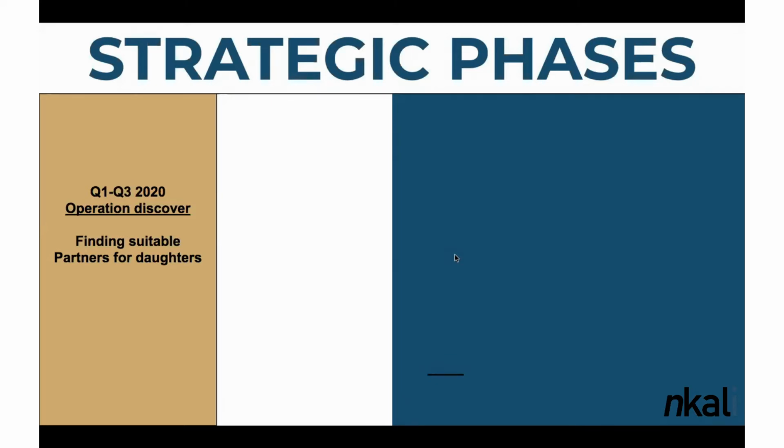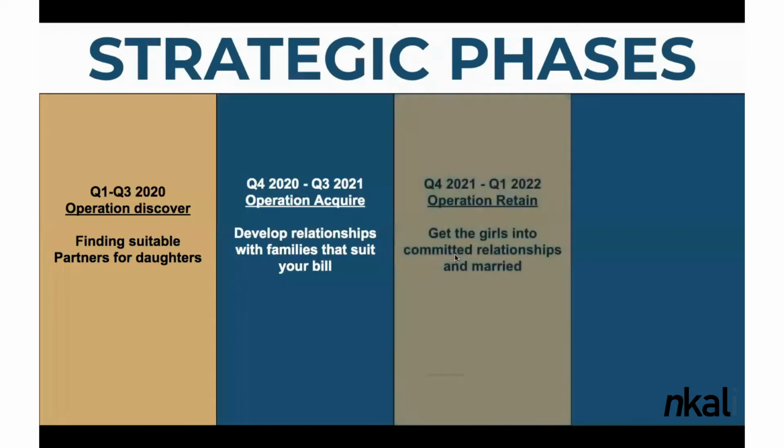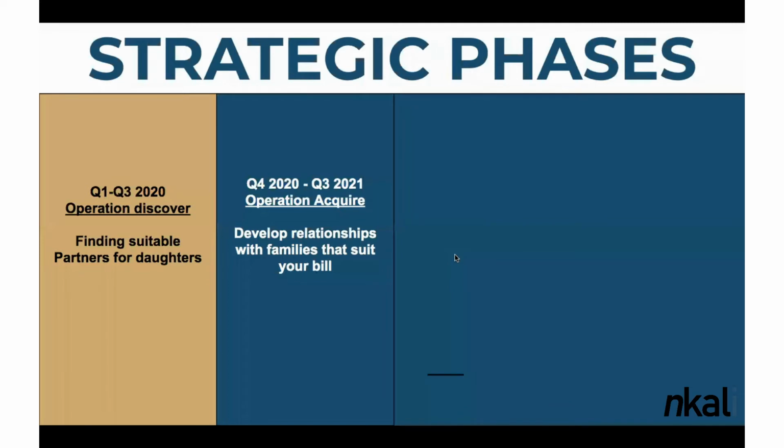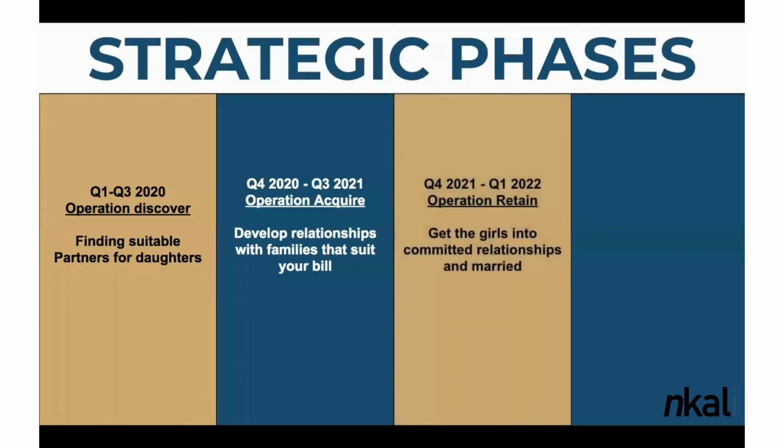So between Q1 and Q2 of 2020 is Operation Discover, is what she's naming it, right? By this operation, it means finding source. Operation Discover is finding suitable partners for her daughters. Operation Acquire is the second phase, which is to develop relationships with families that best suit her bill, right? Then Operation Retain is Q4 2021 to Q1 2022, right? Get the girls into committed relationships and married.